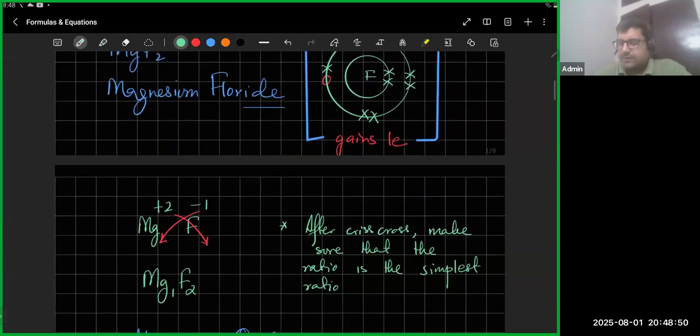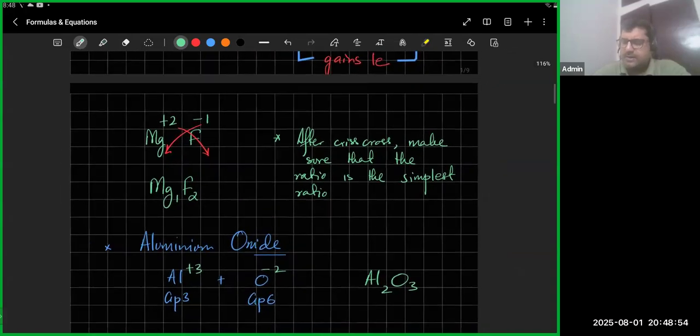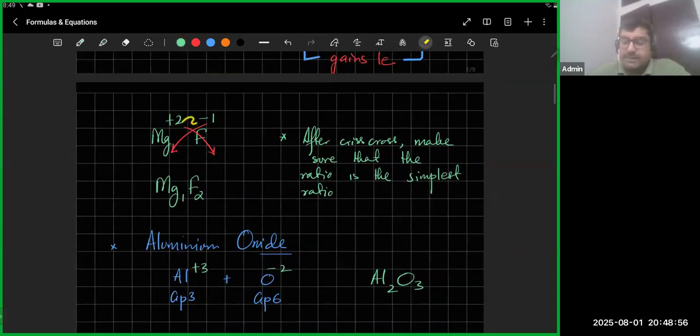And then we did the crisscross method of writing formulas, which was a shortcut. If Mg, which is a metal, loses 2 electrons, and fluorine is a non-metal which gains 1 electron, then Mg would be +2 and fluorine would be -1. But since Mg is losing 2 electrons and each fluorine is gaining 1 electron, there have to be more fluorines, right?